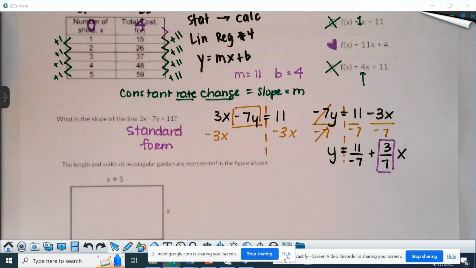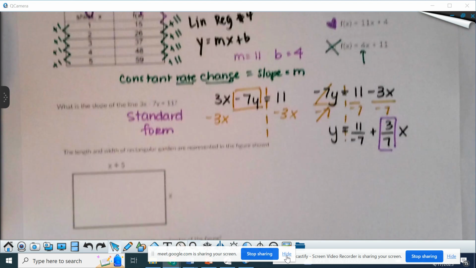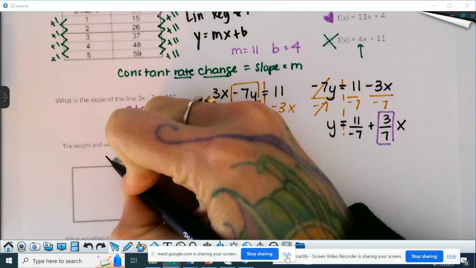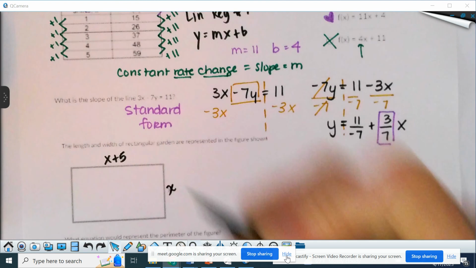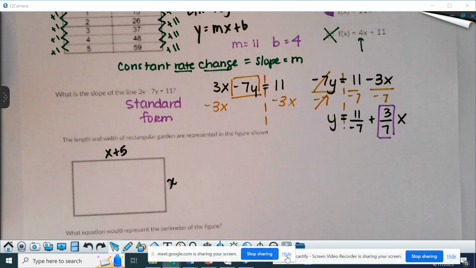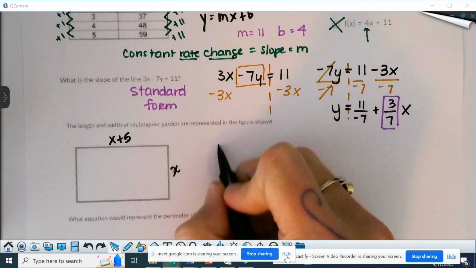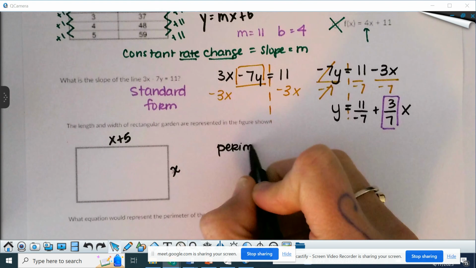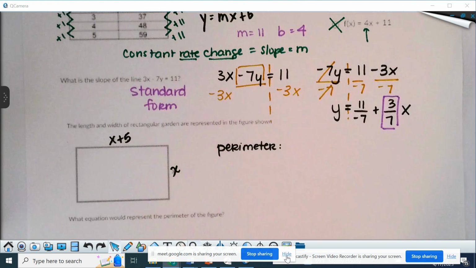All right, length and width of a rectangular garden are represented in the figure below. So we have x plus 5 as what I would call the length, and then we have x as the width. What equation would represent the perimeter of the figure? So what is perimeter? What is perimeter?